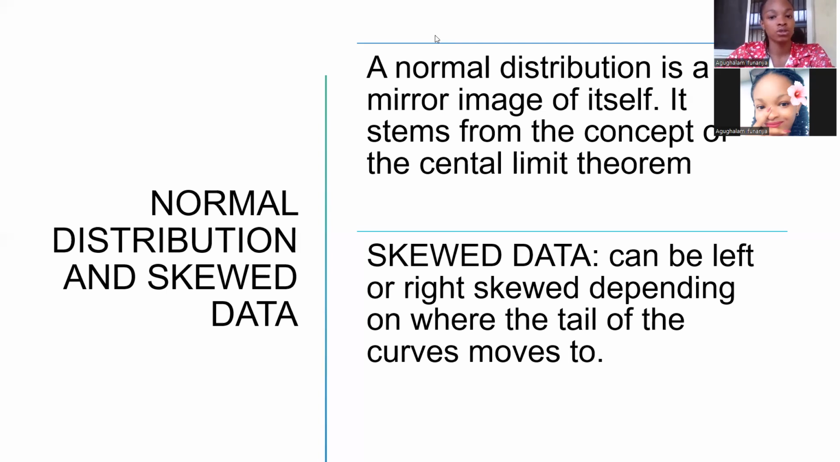Also, I would like to mention that in a normal distribution, you use the mean and the standard deviation, which helps to give the proper representation. But in skewed data, which could be right or left, use the median instead.